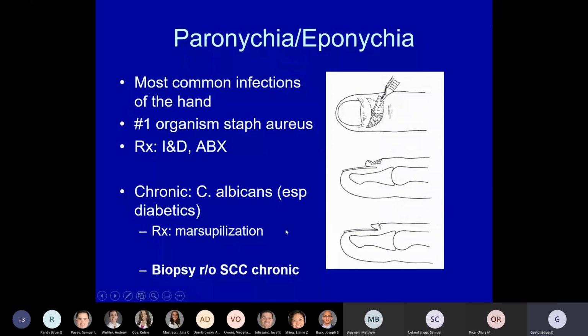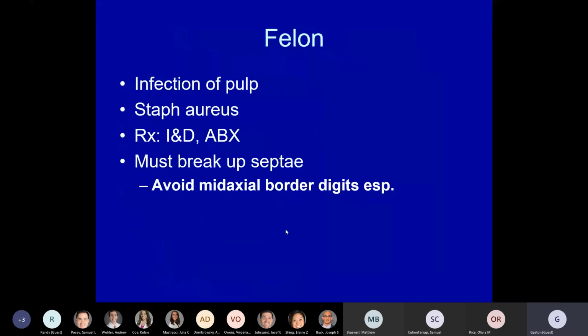Also, remember, anytime you have an infection that's not healing, it won't get better, biopsy to rule out a Marjolin's ulcer or squamous cell carcinoma, which I just had a case of 2 weeks ago, actually. Felons, Staph aureus, I&D, and antibiotics; you have to break up the septae when you do it. Also, it's been asked to avoid a mid-axial incision, which makes sense because that's where the nerves are. Even if it's more swollen there, they're going to want a midline incision as opposed to a mid-axial incision.